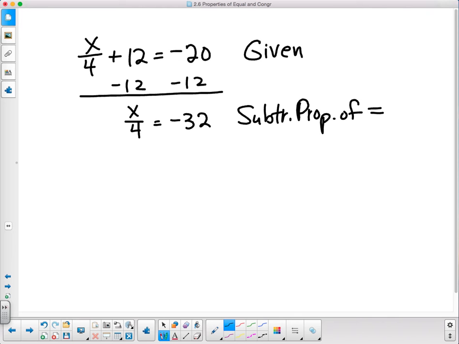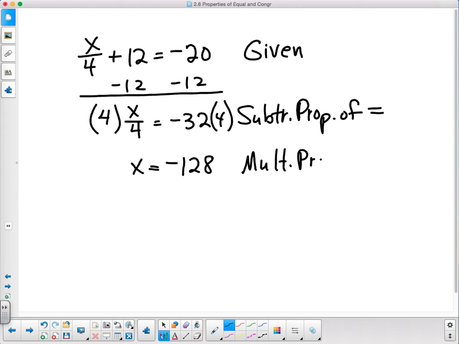What will we do next? Times each side by 4. Would you agree with her? Multiply by 4 on each side? Correct. Multiply by 4. And that's going to give us x equals negative 128. And we did the multiplication property of equality.